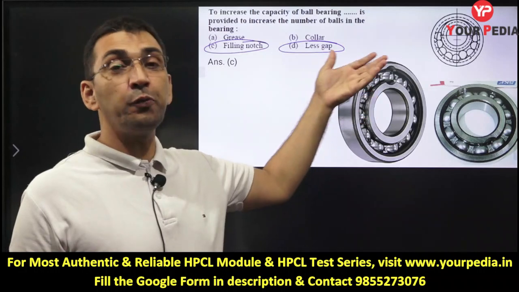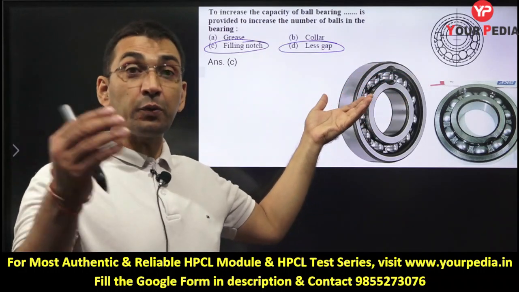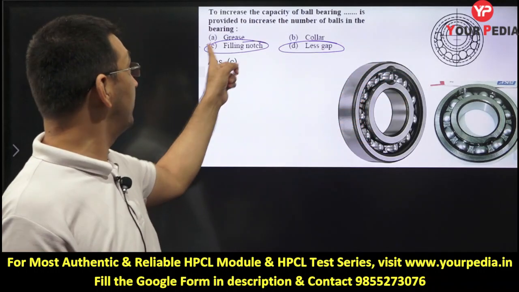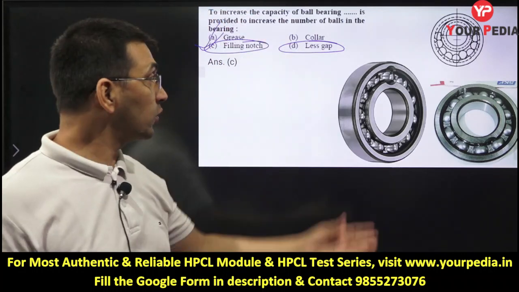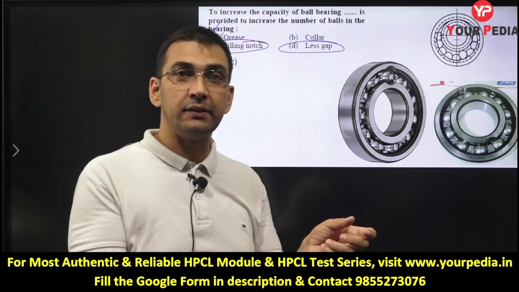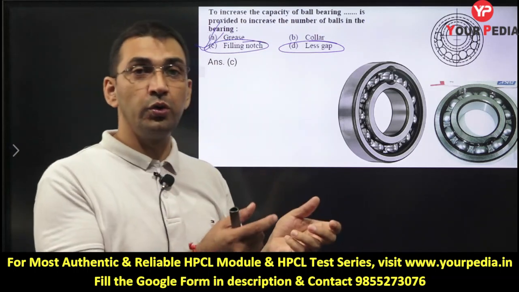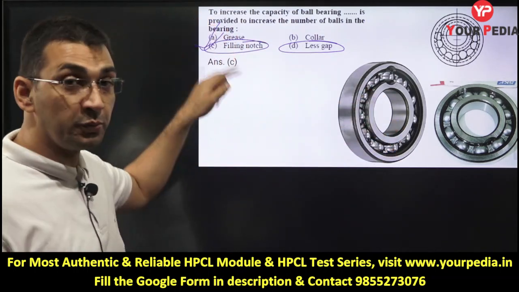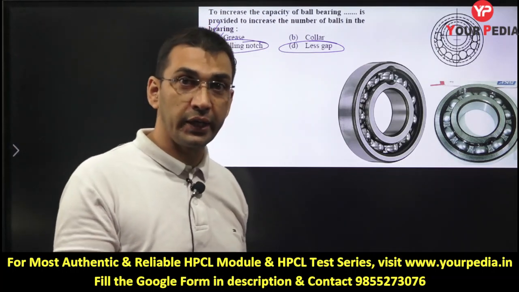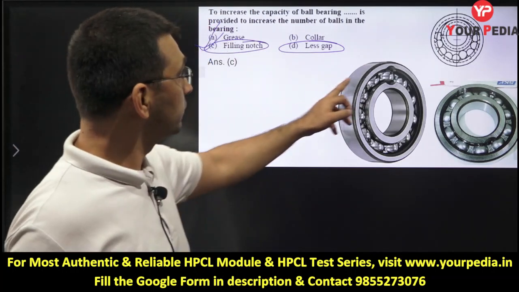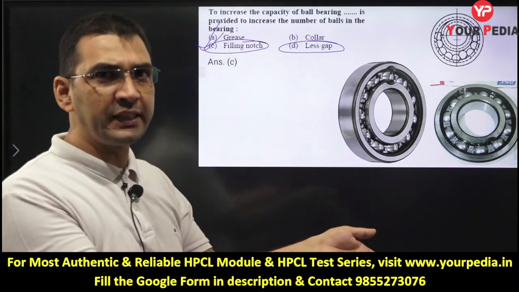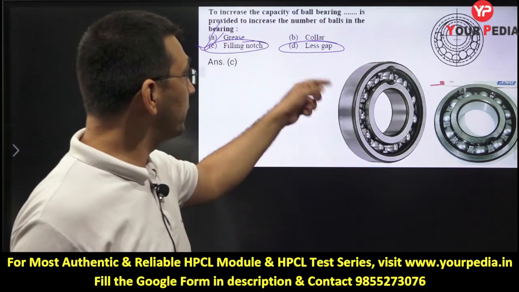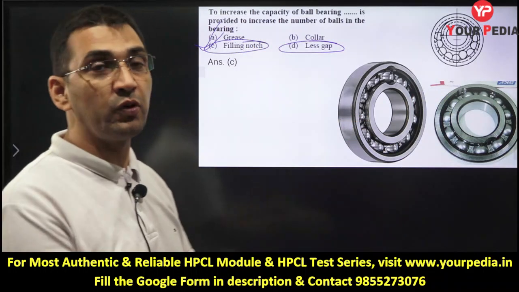But see, how can you provide the less gap? You cannot provide the less gap until you have provided the filling notch. There is no other way to reduce the gap. So if you want to reduce the gap between these balls, first you have to provide the filling notch. So the most appropriate answer here is the filling notch. Provide the filling notch, then obviously that will lead to a reduction in the gap, because as you go on introducing the balls, the gap will also get reduced.